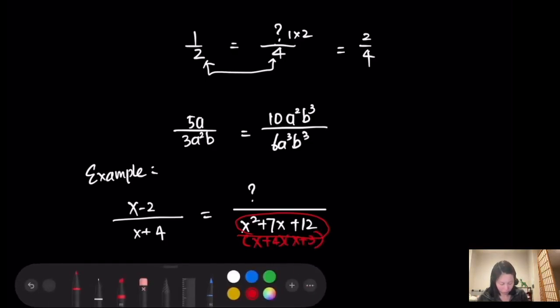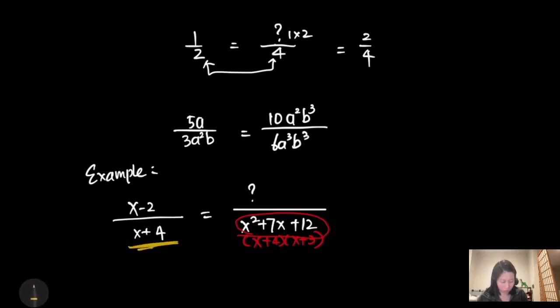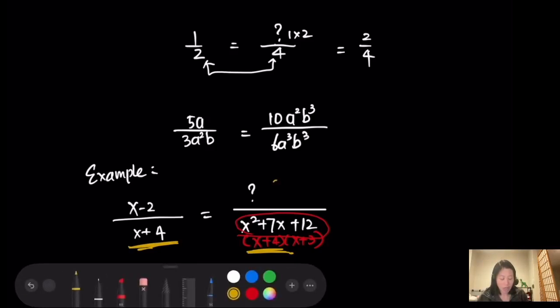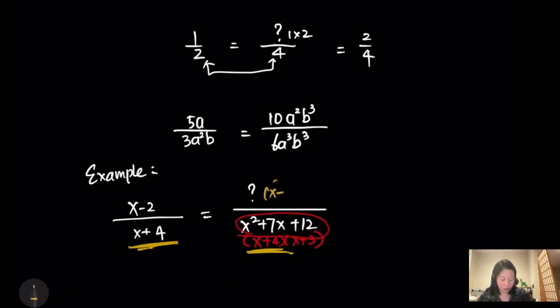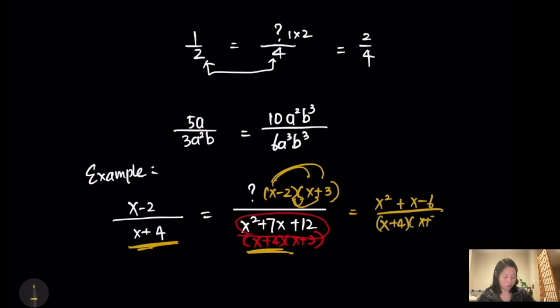Now, for the first fraction, you already have x plus 4. So in order to match the denominator, you need an x plus 3. So I want x minus 2 times x plus 3. So you will get the fraction. You can FOIL it to find the answer, or you can just leave it as is. When you FOIL it, you should get x squared plus x minus 6 over x plus 4 times x plus 3. You can also leave it as this fraction. I'm okay with both during your test.